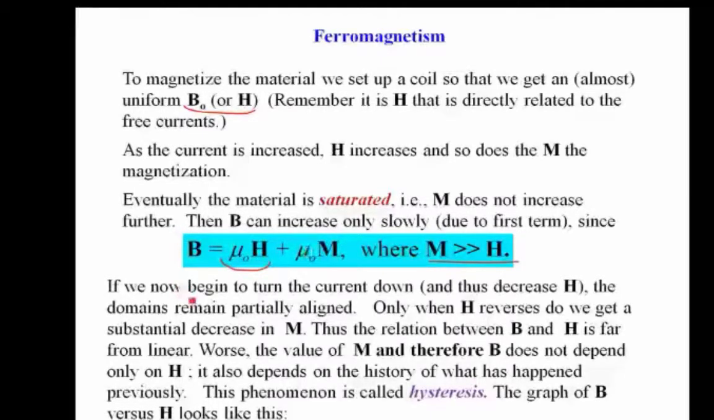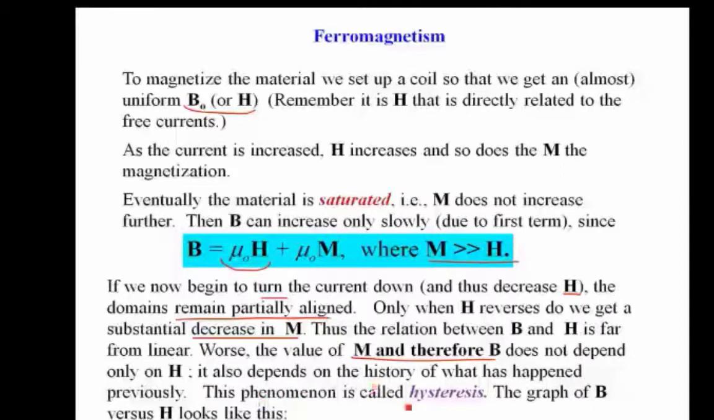Okay, now if you begin to turn down the current, which means you're decreasing H, the domains remain partially aligned. So only when H reverses are you able to get a substantial decrease in M. Thus the relation between B and H is not linear. Worse, the value of M and therefore B does not depend only on H. It depends on the history, and that's what we said before.